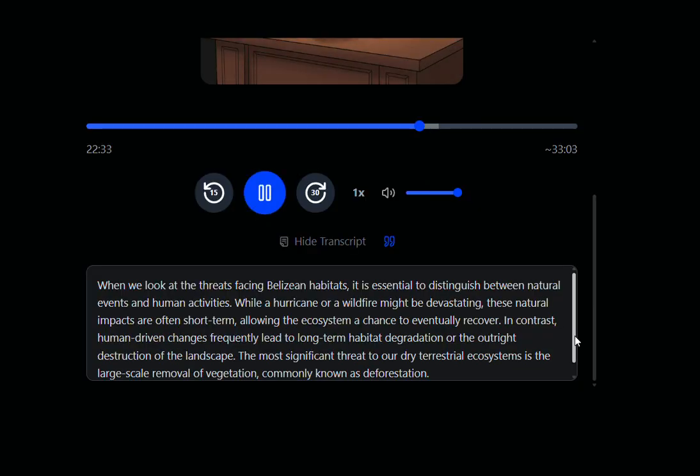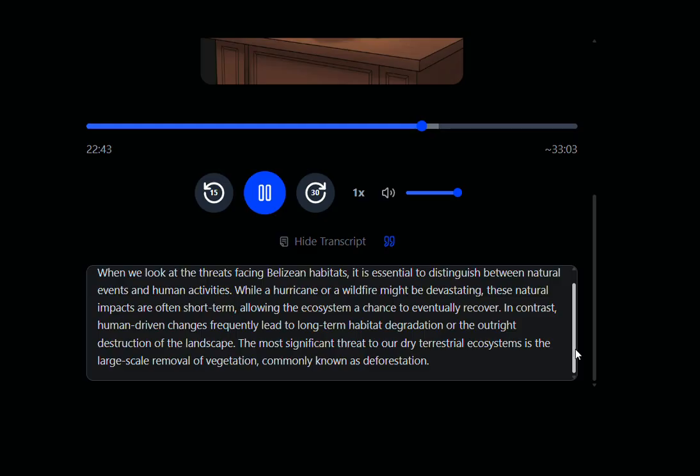When we look at the threats facing Belizean habitats, it is essential to distinguish between natural events and human activities. While a hurricane or a wildfire might be devastating, these natural impacts are often short-term, allowing the ecosystem a chance to eventually recover. In contrast, human-driven changes frequently lead to long-term habitat degradation or the outright destruction of the landscape.